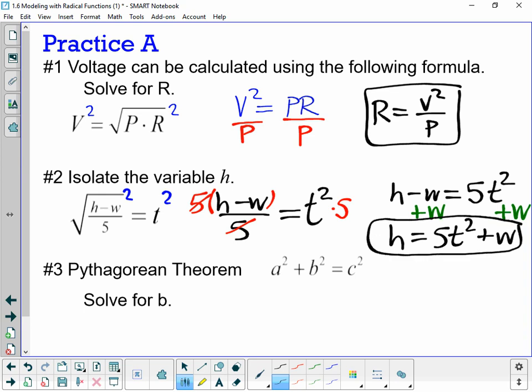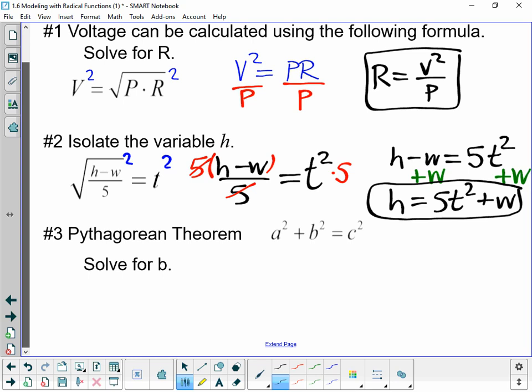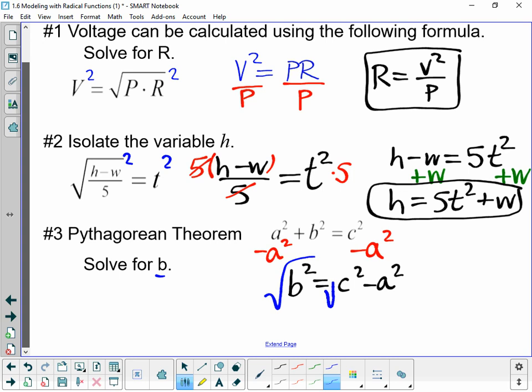And then the last one, Pythagorean theorem, we want to solve for B. This one has one part that sometimes confuses people. We would start by subtracting A squared. So now we have B squared equals C squared minus A squared. And then we want that B by itself. We're trying to solve for B, so we would take the square root of both sides of the equation to give us that B is equal to the square root of C squared minus A squared for the length of the sides of a triangle.